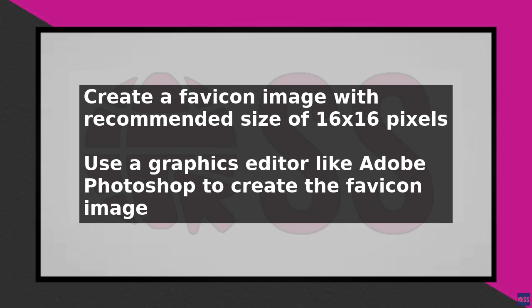Next, log into your Wix account and go to your website's editor. Click on the settings icon at the top right corner of the editor. Then click on Site Settings. In the Site Settings panel, click on the Favicon tab. Click on the Upload Favicon button and select the favicon image you created earlier. Wix will automatically resize the image to the recommended size.